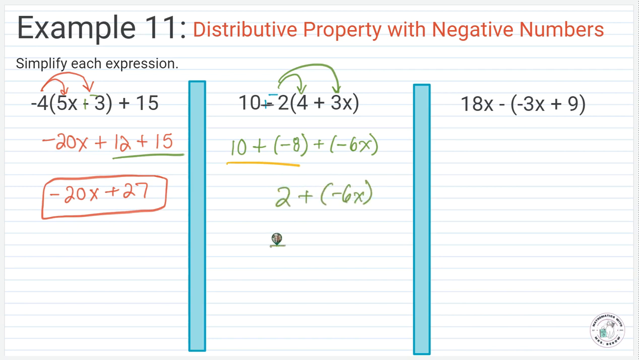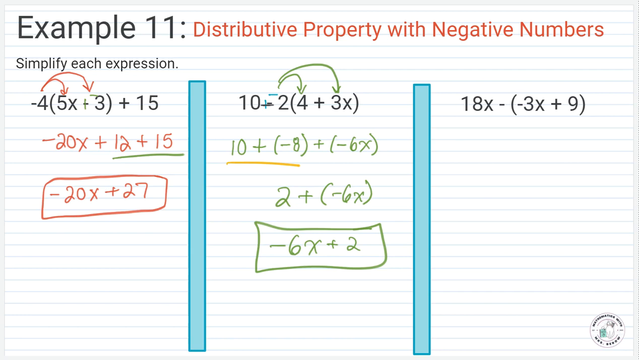And then I'm just going to rewrite this as negative 6x plus 2. And then there's my final answer. You could also write it as 2 minus 6x. Again, whenever I can, I just try to show us again how to do this in standard form. So again, having the variable term first followed by the constant.